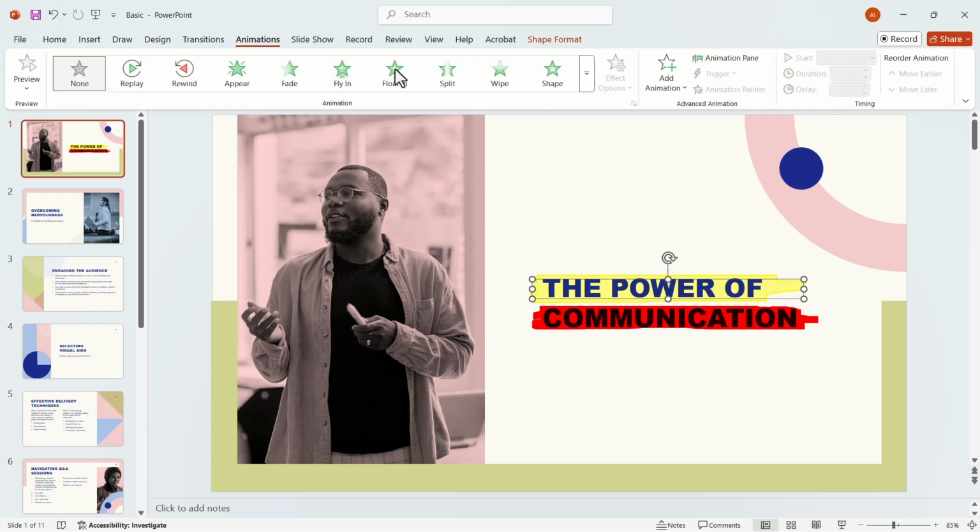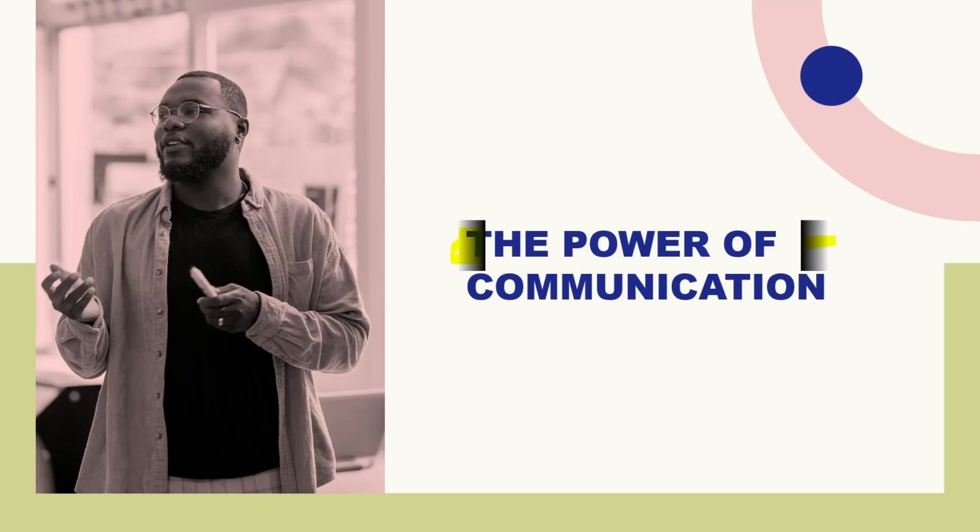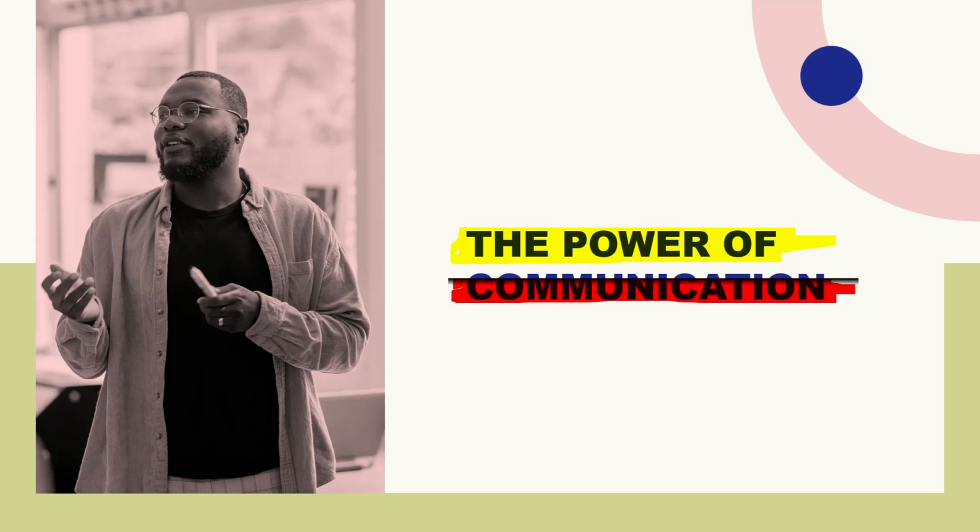In the menu bar, select an animation to your liking. Select the second highlighter and add another animation. Now let's go back to slideshow mode again. Here you can see that we have successfully highlighted the text with animation.